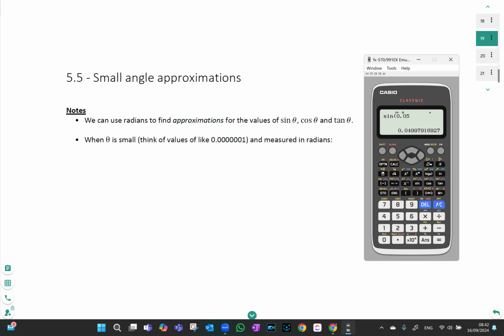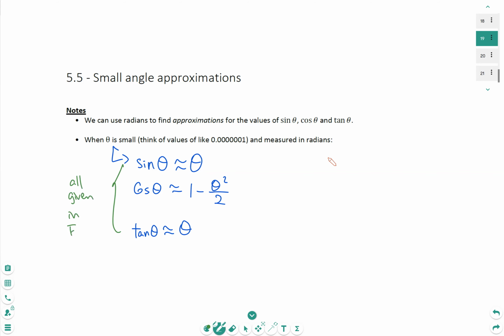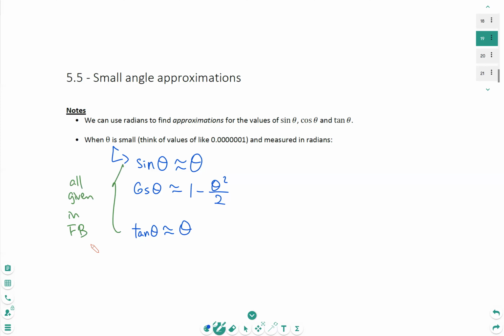Now, these are given in the formula booklet, so don't worry. When theta is small, then sine theta roughly equals theta. Cos theta is roughly equal to 1 minus theta squared over 2. And tan theta will be the same as sine theta, roughly equal to theta. These are all given in the formula booklet. Not Facebook. For some who are of a certain age, FB means Facebook, but no, FB means formula booklet.